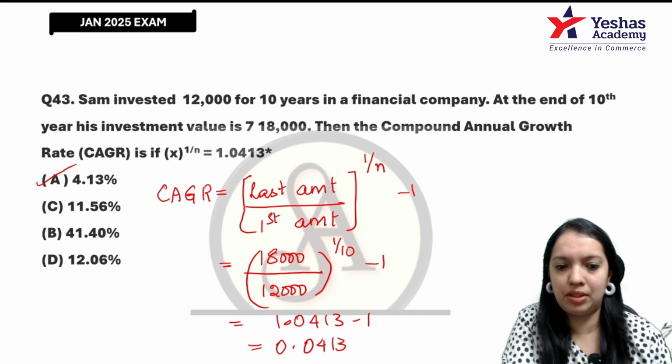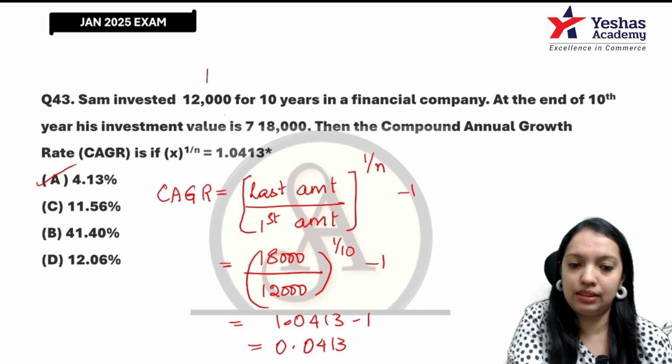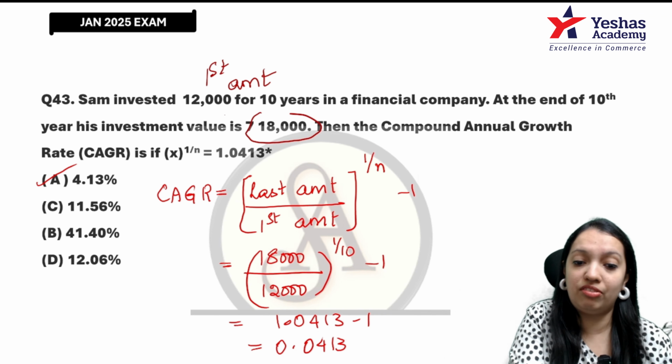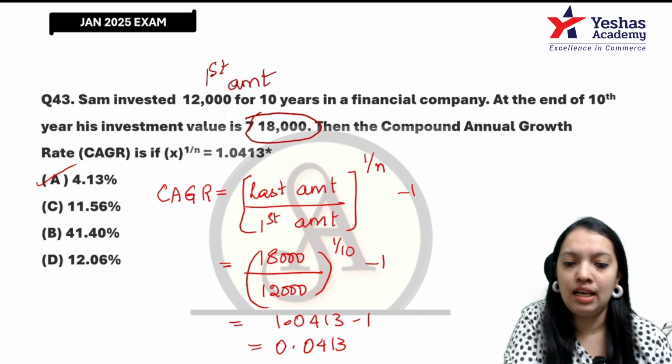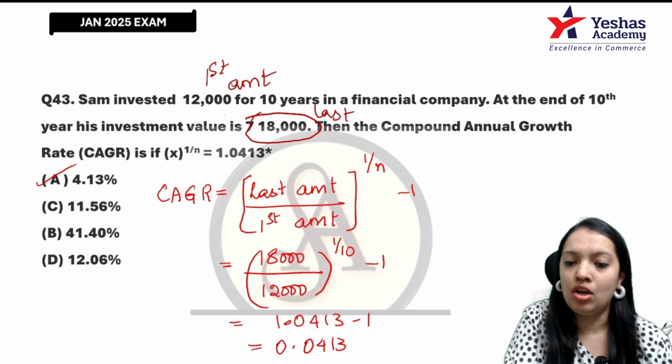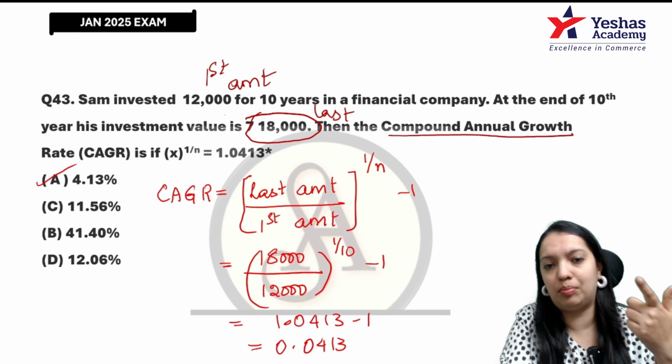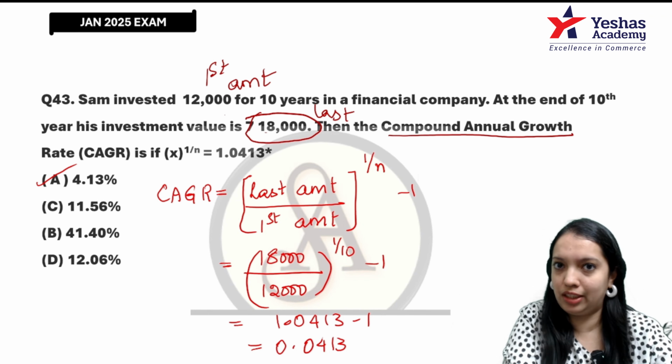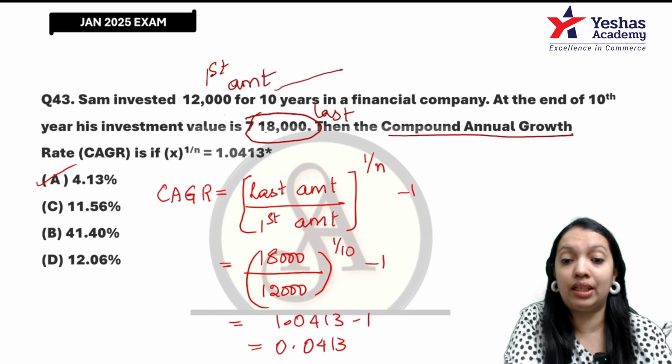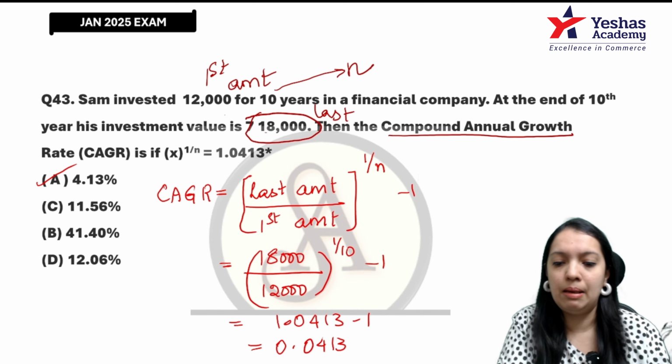Next question, Sam invested 12,000. Remember, this is the first amount that he is investing, and the total investment value became 18,700. This is the last amount that you have. Compound annual growth rate is last amount by first amount, 18,700 by 12,000, whole to the power of 1 by n. N value is 10 years, minus 1.